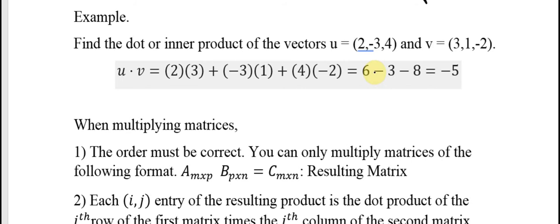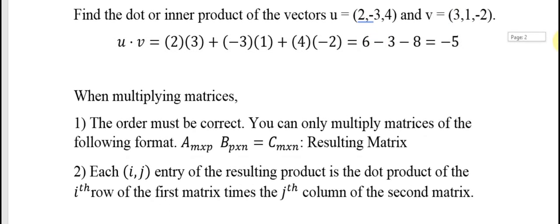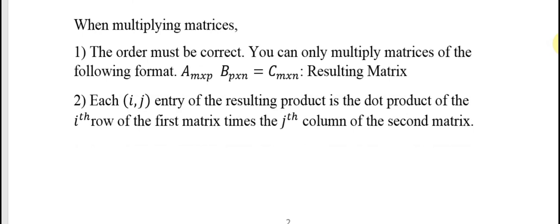So to multiply the matrices, one, the order must be correct. What do we mean by that? You can only multiply matrices of the following format. Here, the matrix A, the matrix B. Remember that A is M by P. That means it has M rows and P columns. Matrix B has P rows and N columns.